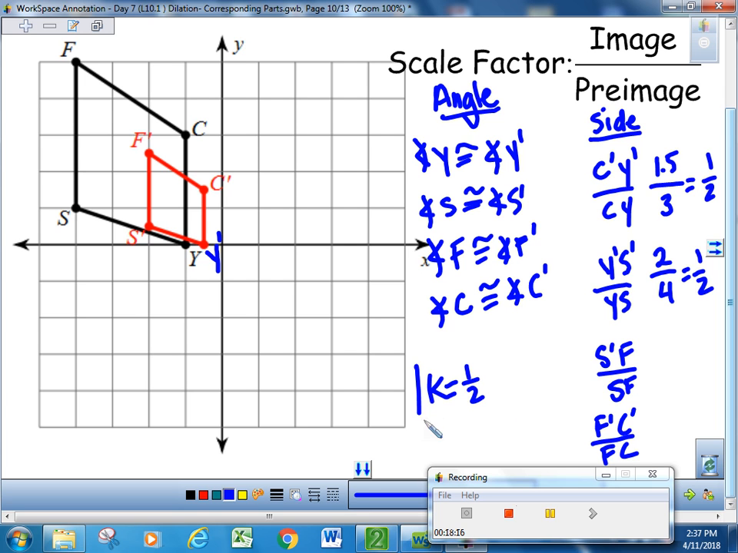And again, what does 1/2 mean? That the side lengths are 1/2 of the pre-image side lengths. So they reduce that figure by 1/2.